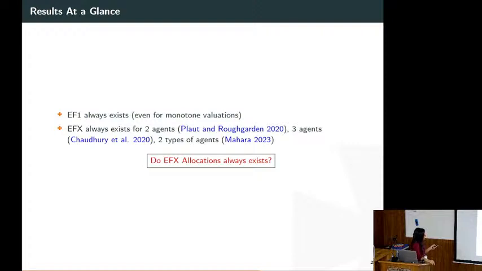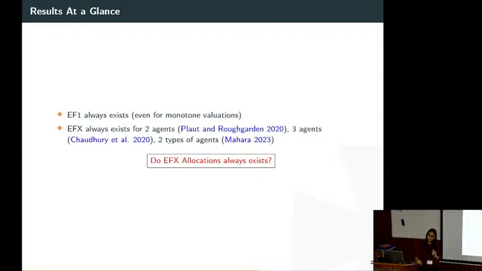The results we know for EF1 are very positive, very encouraging: EF1 will always exist. This is a very strong result. We know that envy freeness may not exist even with one item and two agents, but we can say that no matter how many agents and how many items there are, you can always find an allocation where you can remove at most one item and guarantee envy freeness. This is a very strong result, and it follows from a very simple algorithm. I'll come to that algorithm.